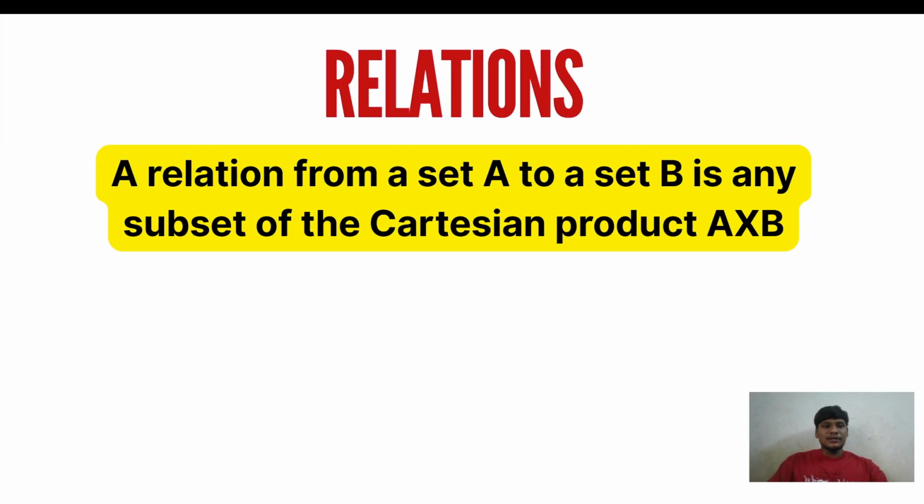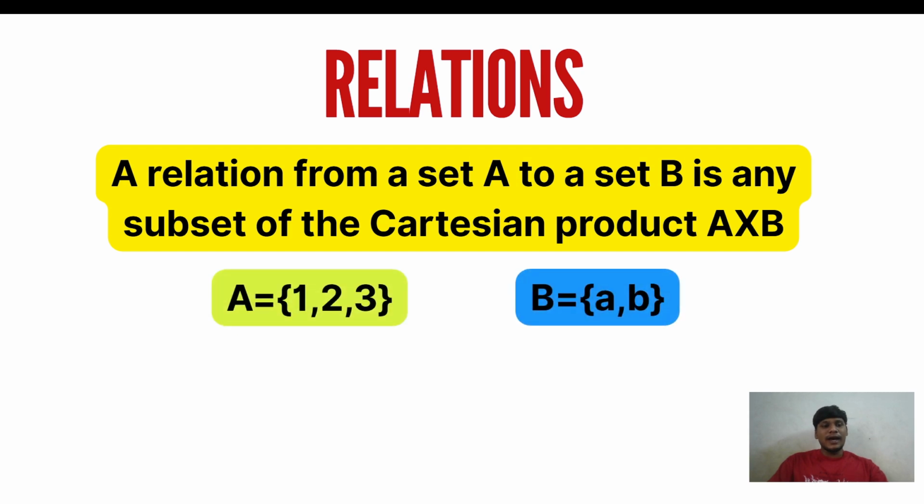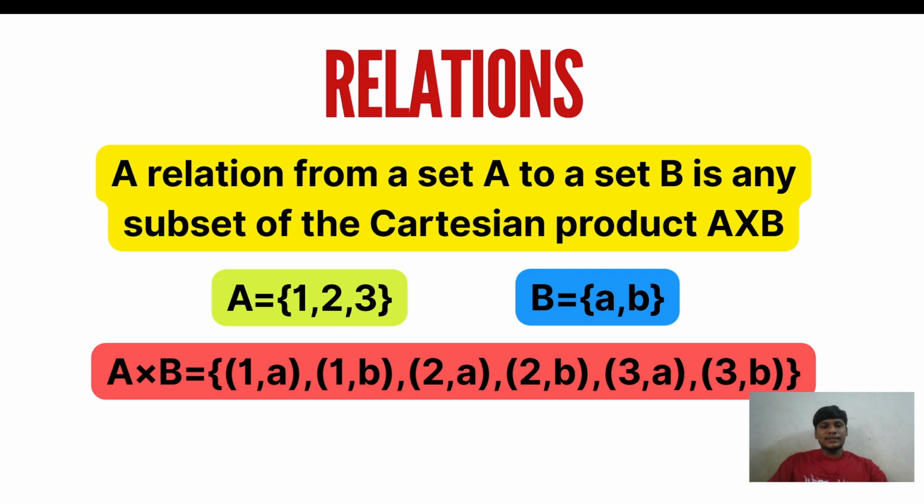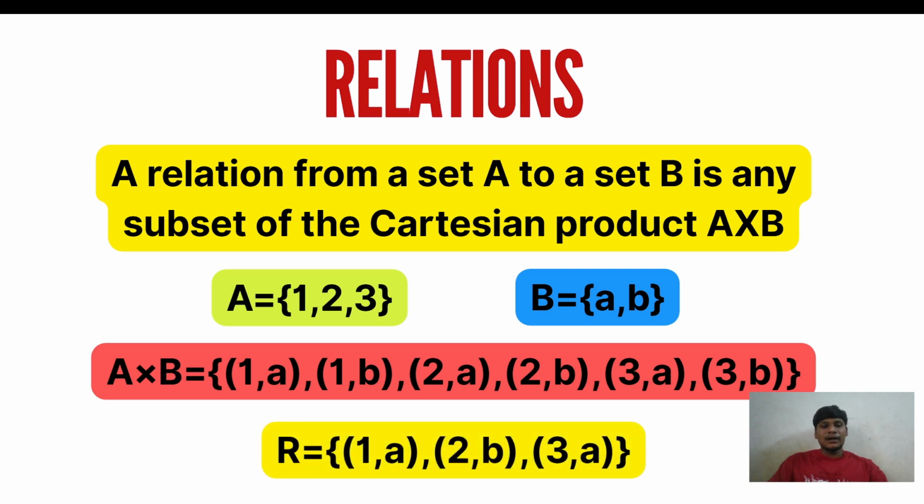Okay, first relation. So what is a relation? A relation from a set A to a set B is any subset of Cartesian product A cross B, which means if we have a set A and a set B, if we took the Cartesian product A cross B of the set, the relation would be a subset of this A cross B set. So it would be like a random subset like R is equal to {(1, a), (2, b), (3, a)}, which is picked up from the A cross B set. This is the definition of the relation. A relation from a set A to a set B is any subset of the Cartesian product A cross B, which means the subset of the A cross B should be the relation here.